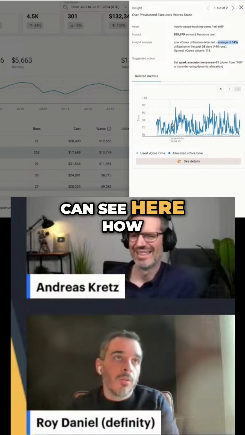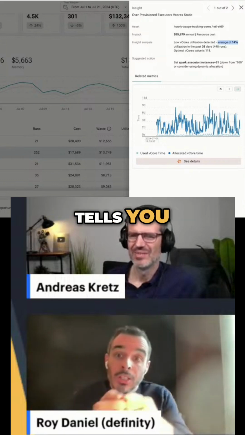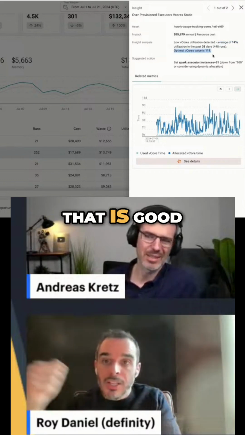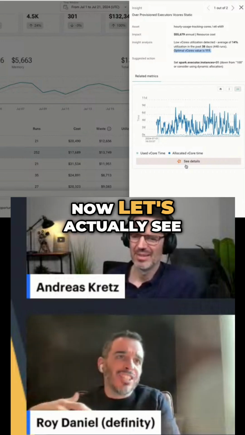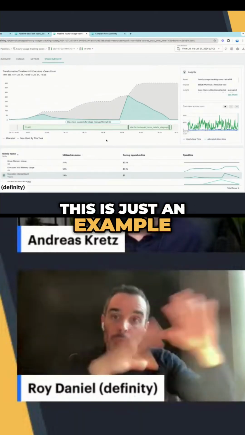And you can see here how it looks over time. Definity not only tells you that, it tells you this is the optimal number for you. Okay, that is good. And how you do that. Now, let's actually see how it looks, because again, this is super high level, but this is just an example. So we saw it over time.